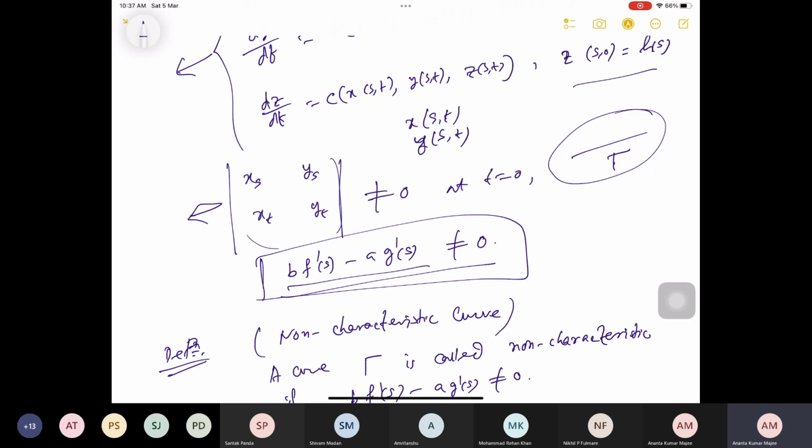Sir, how are we getting this from the determinant? Are we getting this from the determinant or somewhere else? This is the determinant, no?